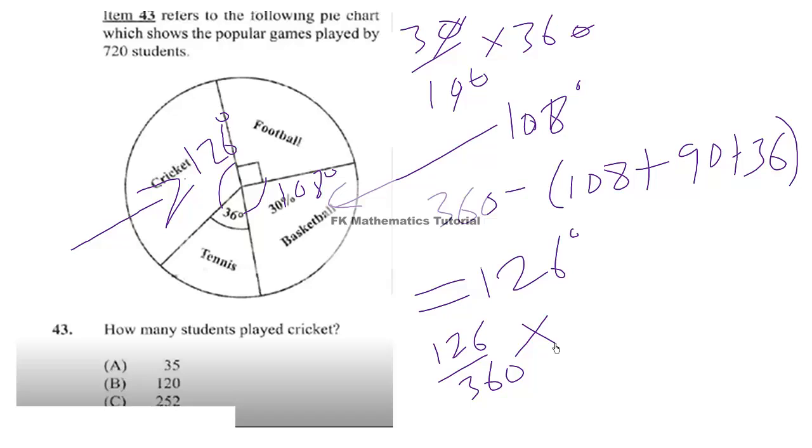And the number of students we multiply by 720. So this will go here how many times? 2 times. And when you times 126 by 2, you get 252. So the correct answer is C.